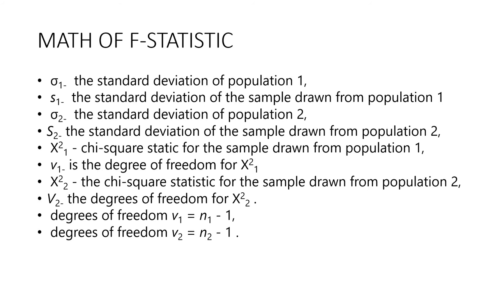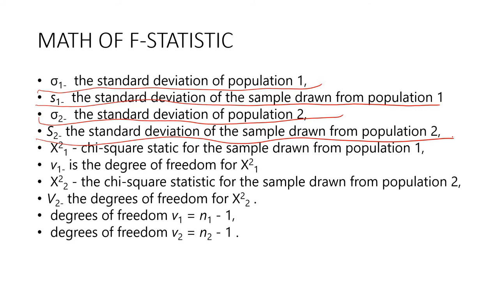For that, let us assume that sigma 1 is the standard deviation of population 1. S1 is the standard deviation of the sample drawn from population 1. Sigma 2 is the standard deviation of population 2. S2 is the standard deviation of the sample drawn from population 2. Chi-square 1 is the chi-square statistic for the sample drawn from population 1. V1, or nu 1, sometimes you use the Greek letter nu as well, is the degree of freedom for the chi-square statistic.